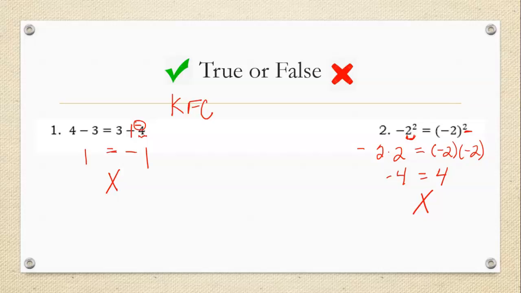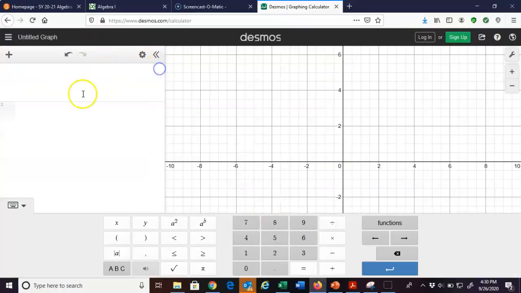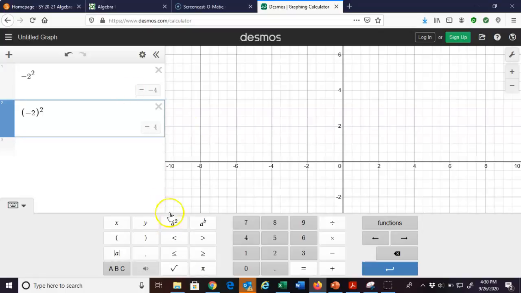And I want to show you guys this one in your calculator. So we could do -2 squared, and check it out. Desmos tells us it's -4. But if you square the whole thing, you can see you get a different answer. You get the +4. So again, that exponent only affects what it's directly touching.